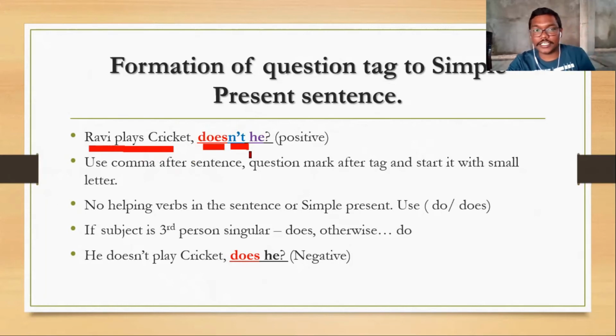Next, third point, I said take the subject's pronoun. The subject is Ravi, I cannot put Ravi here, so I have to go for the pronoun. He is a male, so I have used he. So, Ravi plays cricket, doesn't he? The answer is expected to be given by the listener. Here, Ravi plays cricket is a simple present positive sentence, so the tag will be doesn't he.